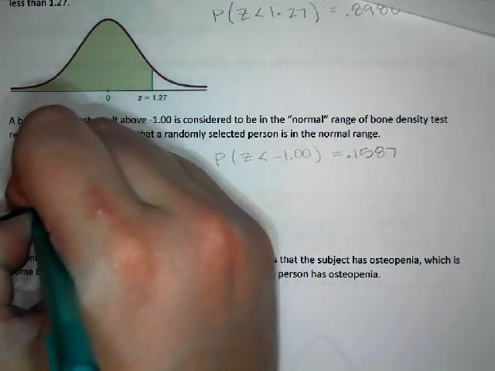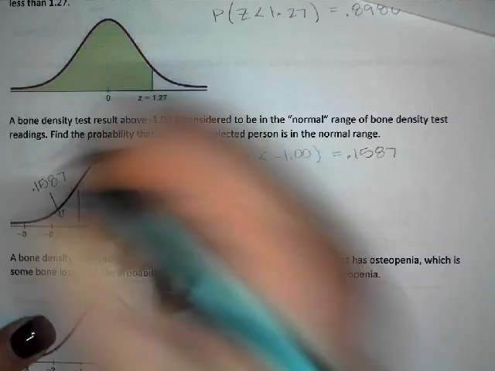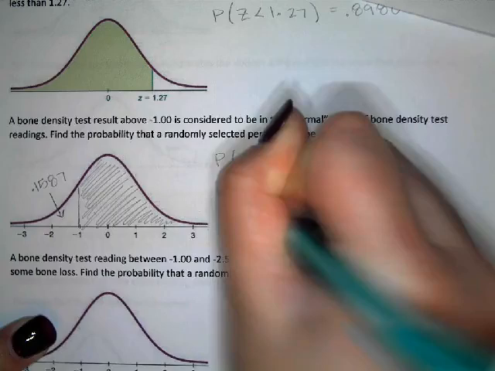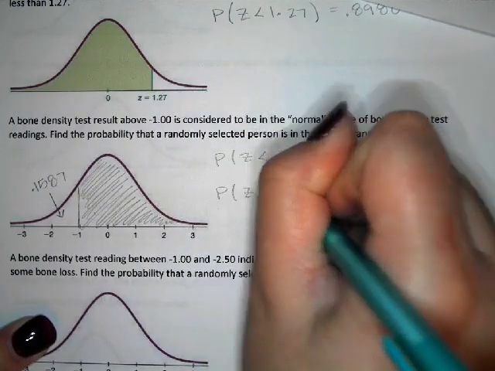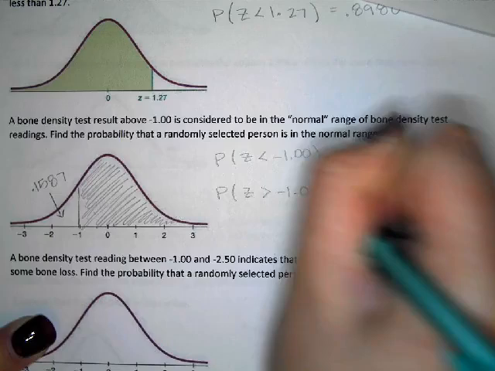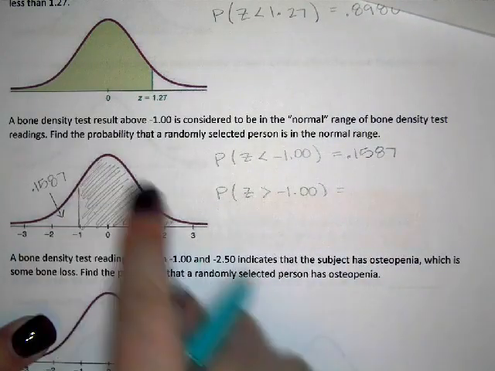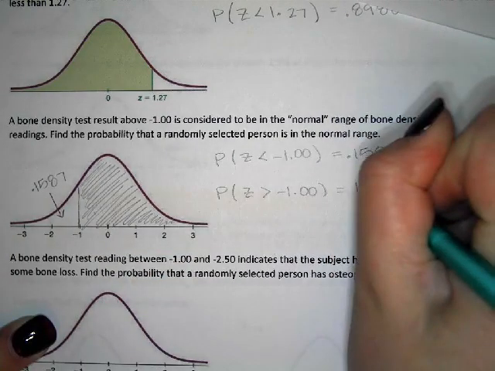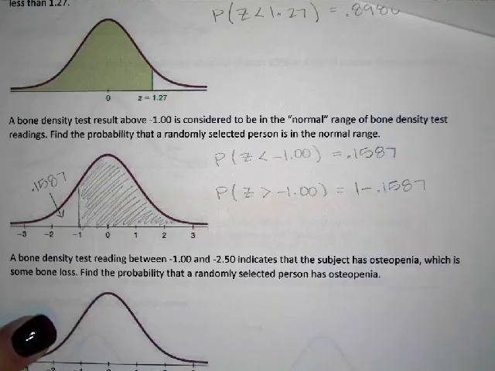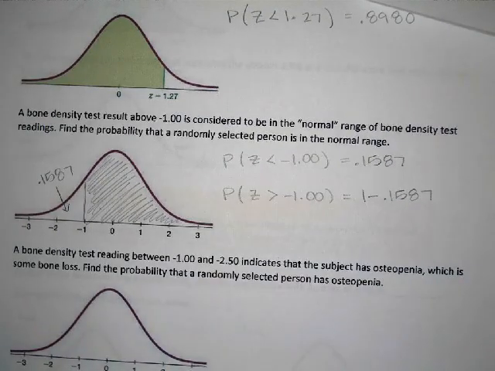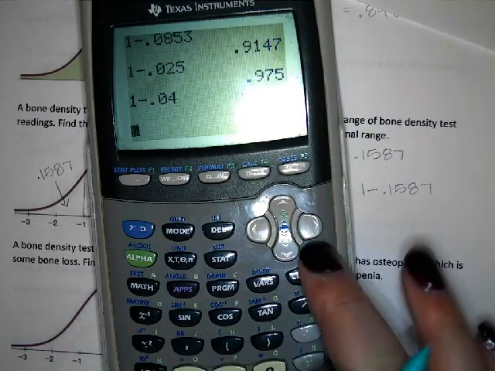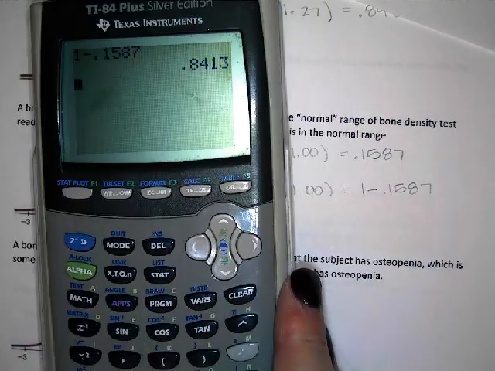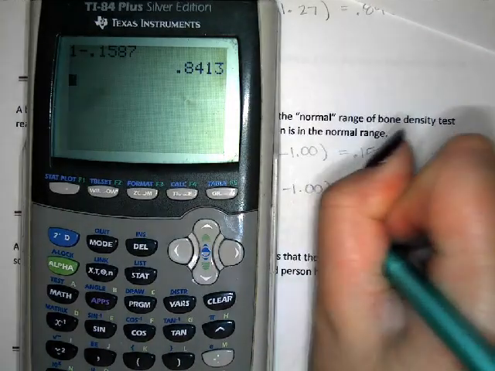0.1587. So if I want to know the probability that you're in the normal range, that the reading is greater than -1, then I need to take the entire area of 1 and subtract off the 0.1587. That gives 0.8413.